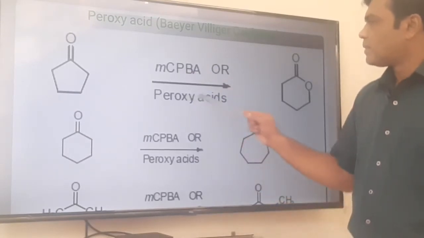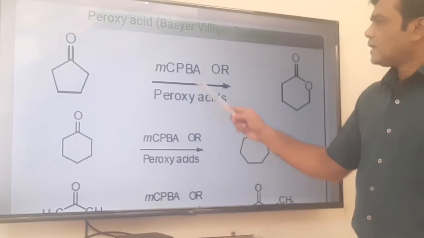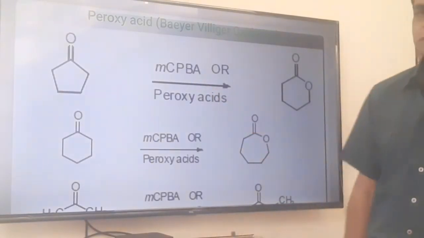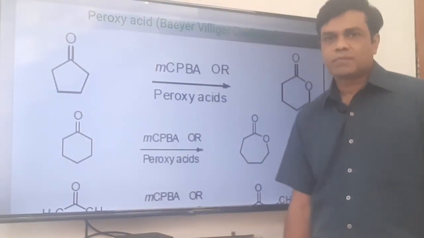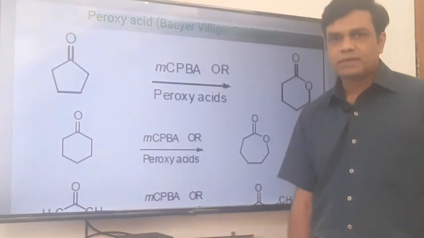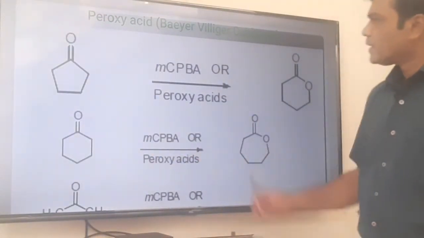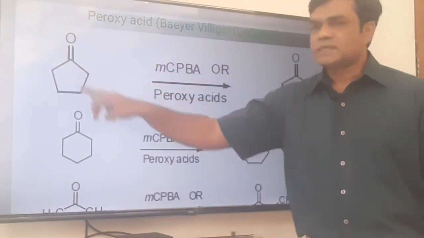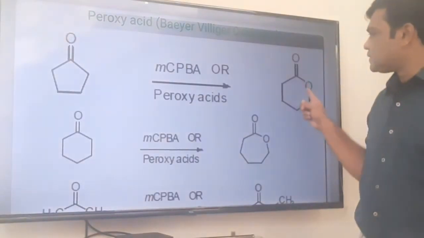Metachloroperbenzoic acid or peroxy acids are the reagents required for this conversion. MCPBA long form is metachloroperbenzoic acid. What is its role? Conversion of ketone to ester, conversion of aldehyde to carboxylic acid. It is the function of Baeyer-Villiger oxidation. See, it is a cyclopentanone, it is a ketone. With MCPBA, what will happen? The oxygen will be inserted here in this ring. The 5-membered ring will convert to 6-membered and we get this ester.